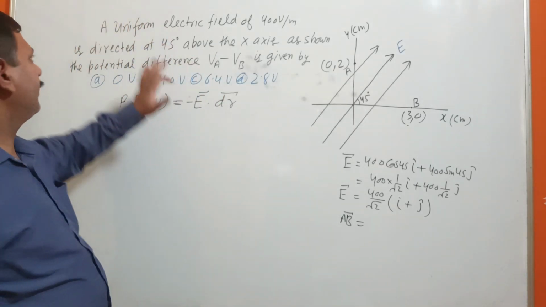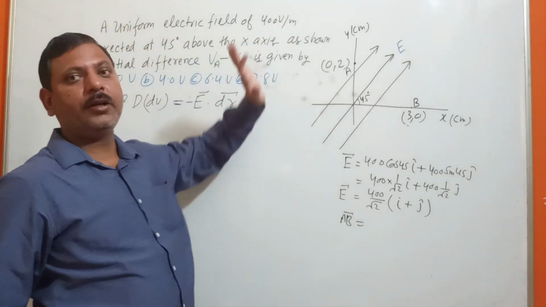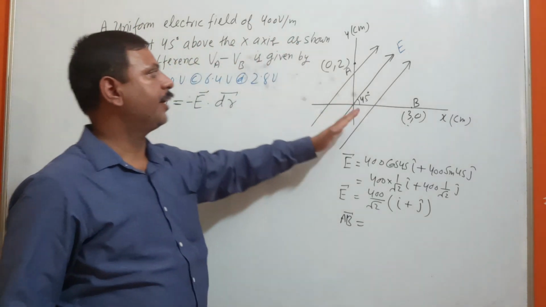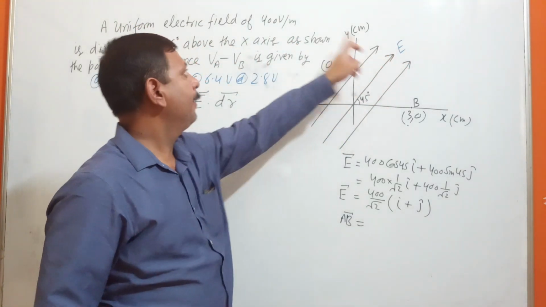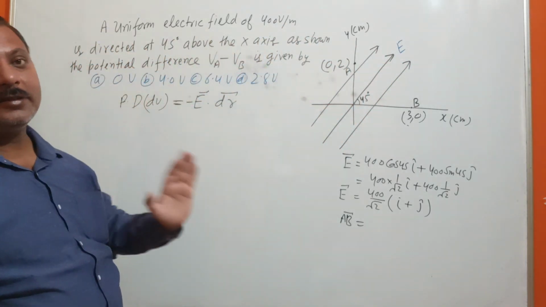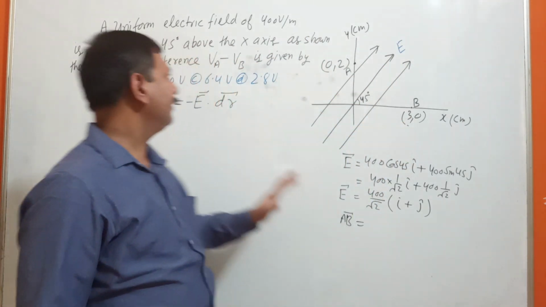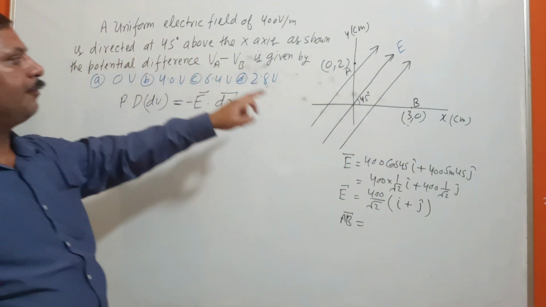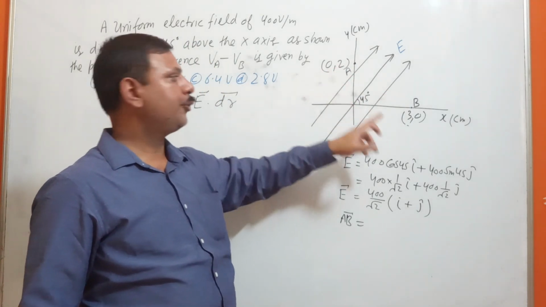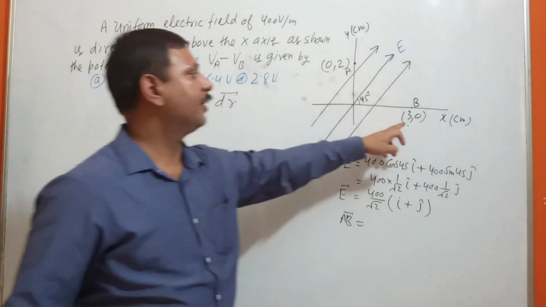See, one question is there. A uniform electric field of 400 volt per meter is directed 45 degrees above the x-axis. This is the electric field, magnitude 400 volt per meter, directed at 45 degrees with the x-axis. We need the potential difference VA minus VB. They have given point A as (0, 2) and B as (3, 0).